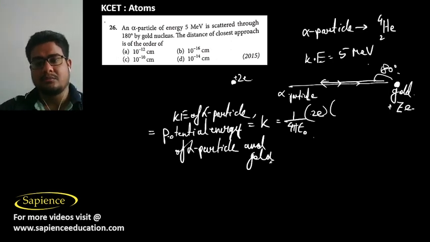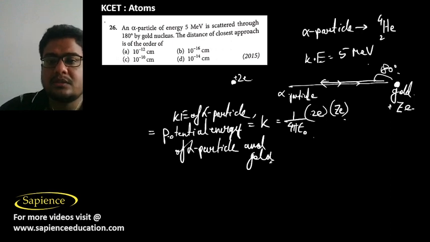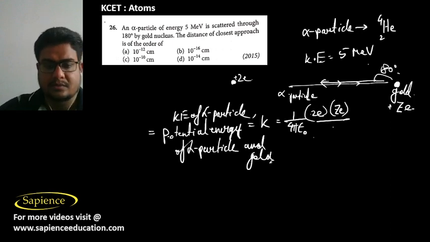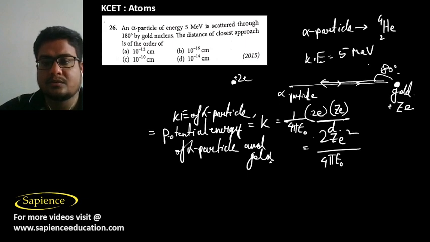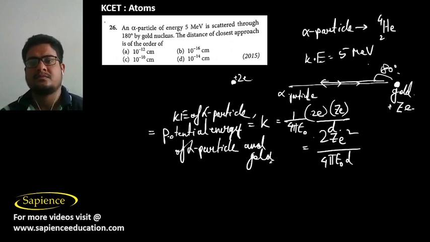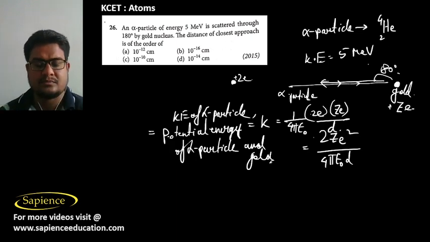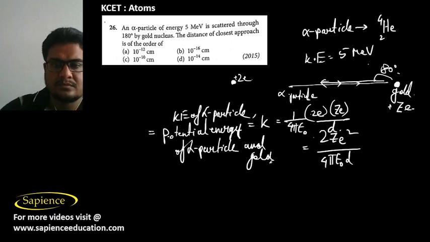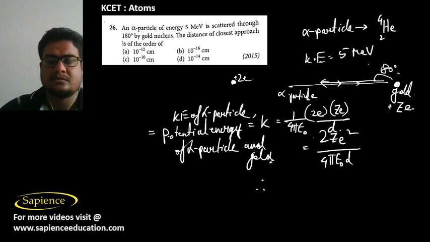So this K will be equal to 1 by 4 pi epsilon naught, 2a into Ze by d, which will be equal to 2Ze square by 4 pi epsilon naught d. Therefore, where d is called the distance of closest approach.